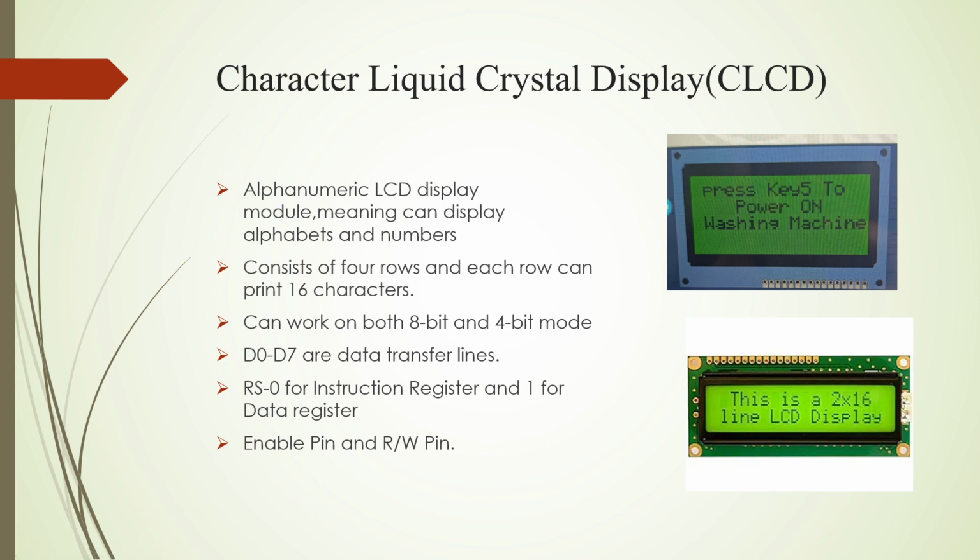Character liquid crystal display, CLCD. It consists of alphabets and numbers. It consists of 4 rows and each row can print 16 characters. It works on both 8-bit and 4-bit mode. It has 8 data transfer lines, D0 to D7. RS for the instruction register and data register, the enable pin and the read write pin.